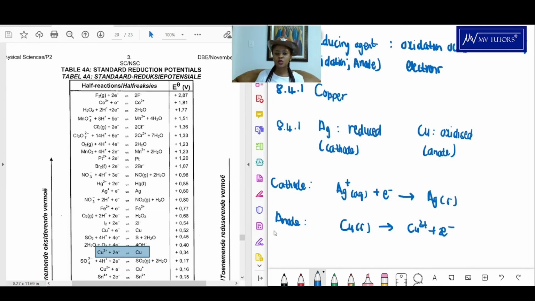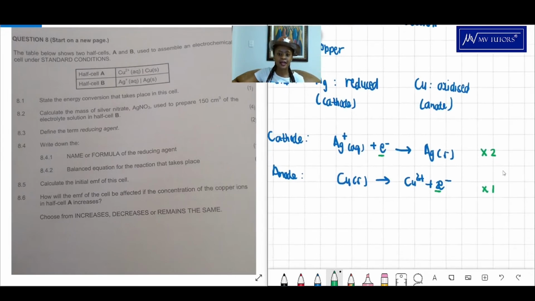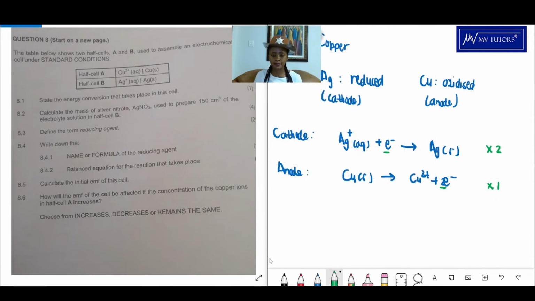Okay, so now we need to balance the equation. What was the question? Balanced equation. Yes, so we need to balance here. I'm going to use green. So we see here we have 2 electrons, and here we have 1 electron. So what are we going to have to do? We're going to have to multiply this whole thing by 2, and you have to multiply this by 1. So when we finally write down our answer, we're going to have silver multiplied by 2.